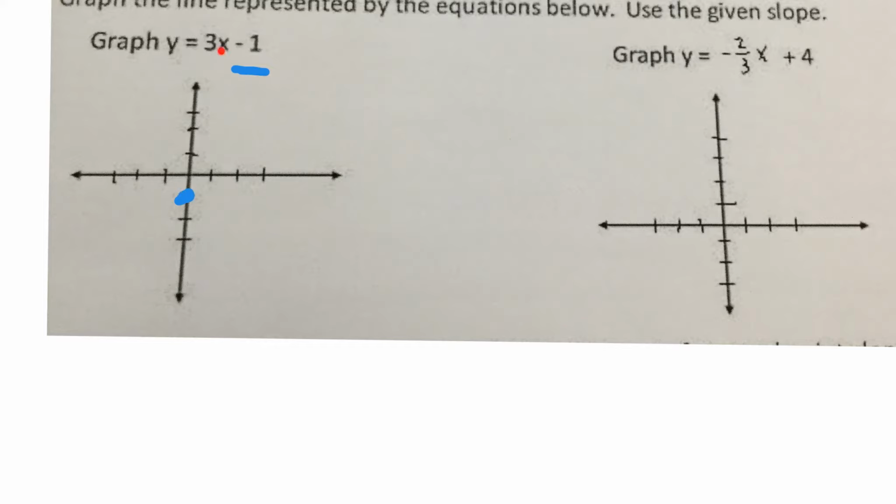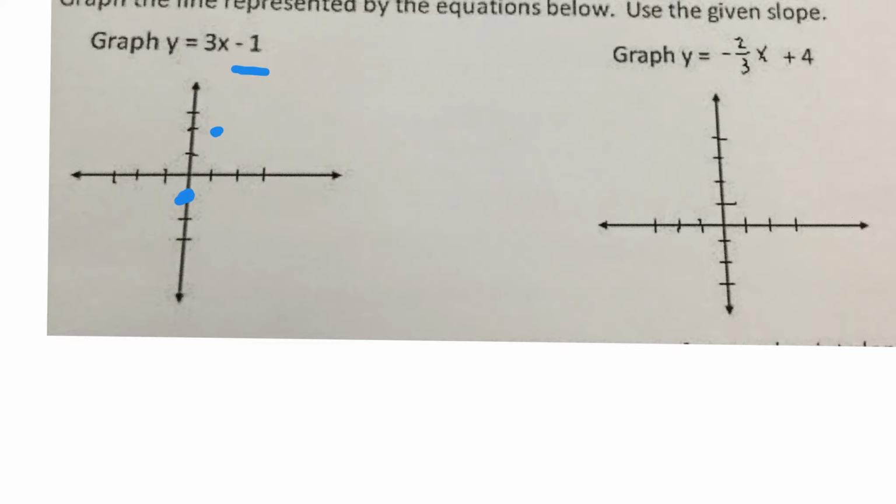Now we use the slope to find the next point. Now we always start at our y-intercept. So when I'm using the slope, I'm moving from here, from my y-intercept. Don't go back to the origin and move 3 and 1 from your previous point, your y-intercept, which is at negative 1. I'm going to rise 3, and I'm going to run 1, which should put me here at 1 comma 2.